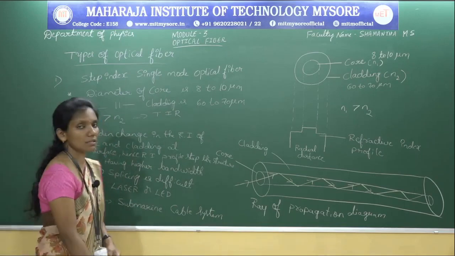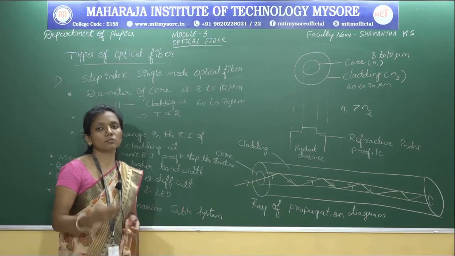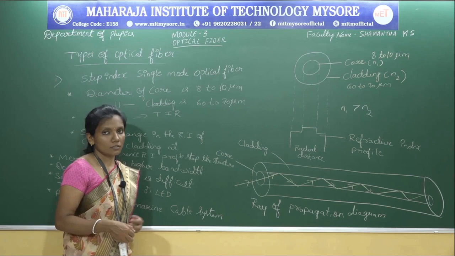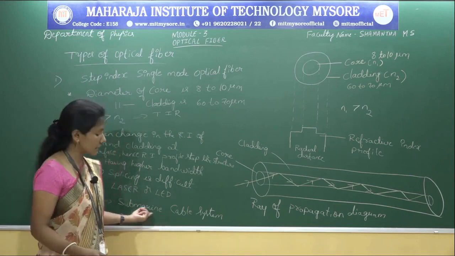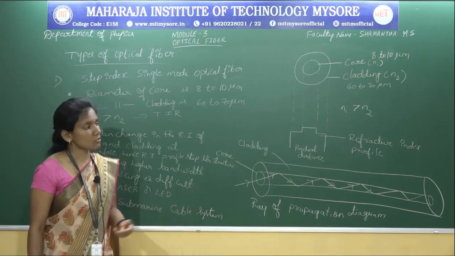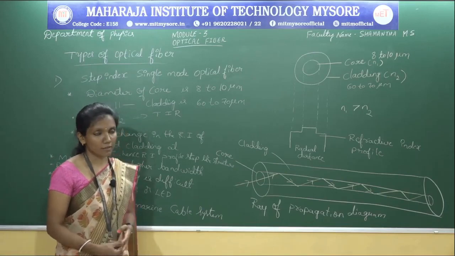So this is used in the submarine cable system, which helps with telecommunication between the ocean and sea. Due to having a higher bandwidth, we can transfer the signals over a longer distance. So these are the applications and the construction of the optical fiber.